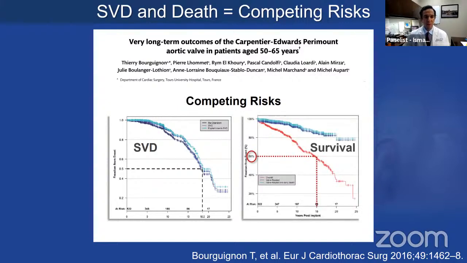But the reality is that almost half of these patients were dead 15 years after surgery. And death and structural valve degeneration are competing risks. If you're dead, you will never have structural valve degeneration. You will never have a reoperation. So it's always important to keep an eye on survival before you simply look at the freedom from structural valve degeneration, and before the companies tell you that their new generation valves now last very, very long time. And again, young patients are very different from old patients in terms of survival.